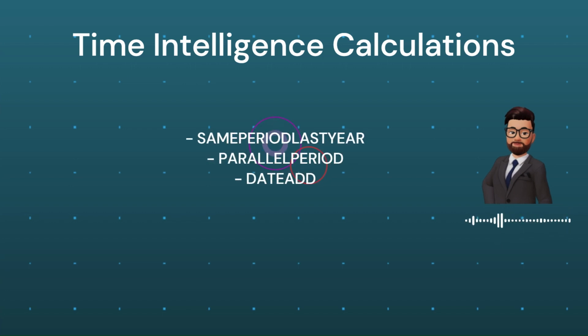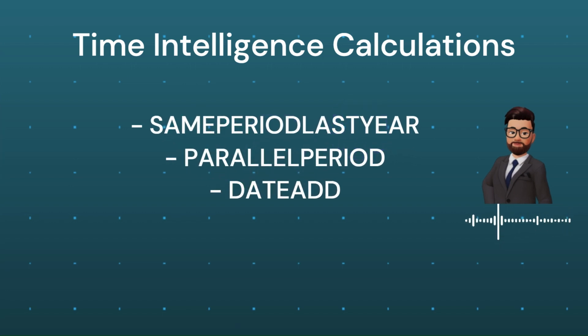In this video, we will discuss three of the most important time intelligence functions of Power BI. These are SAMEPERIODLASTYEAR, PARALLELPERIOD, and DATEADD. First, we will discuss these three functions individually. What is the use of these functions? When do we need to use them? What will be the use case? And how are these functions different from each other?